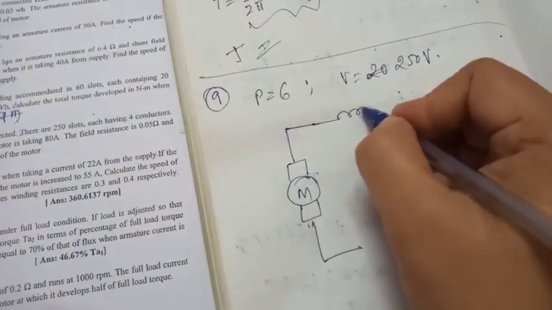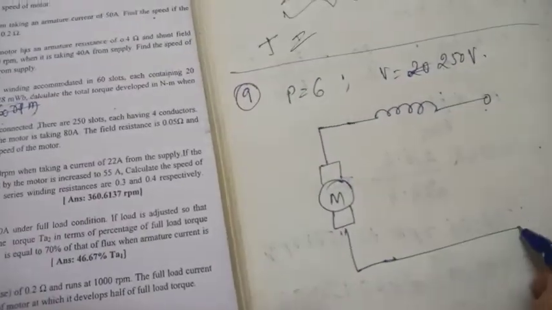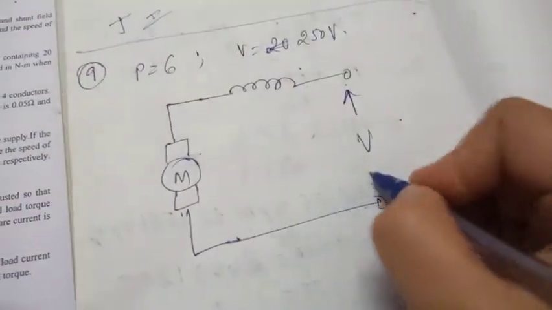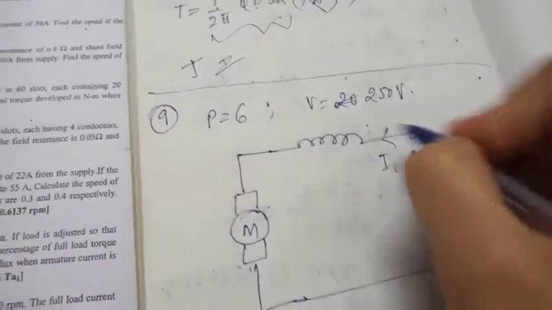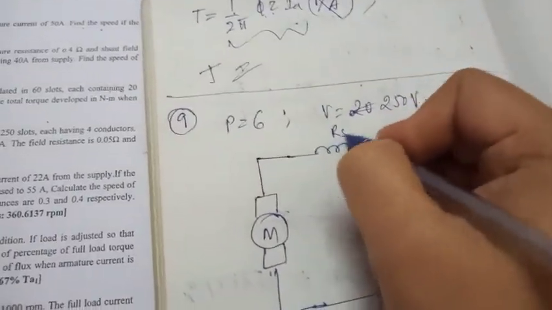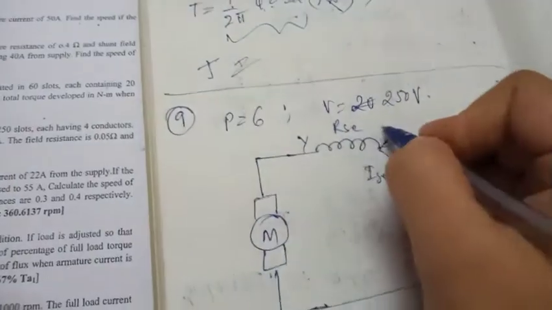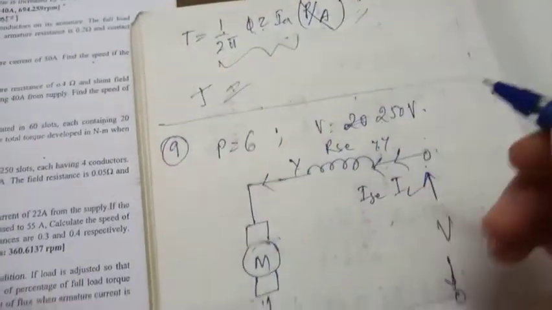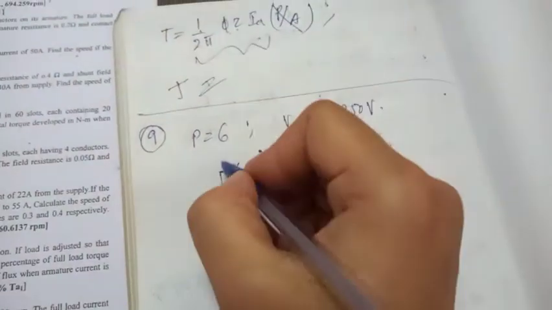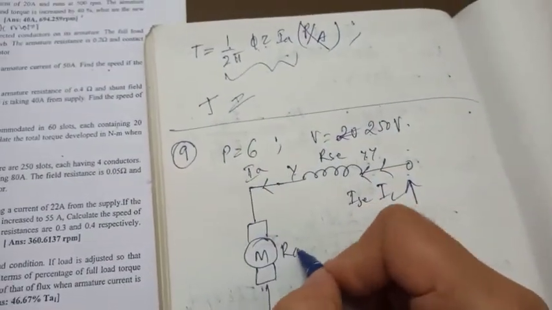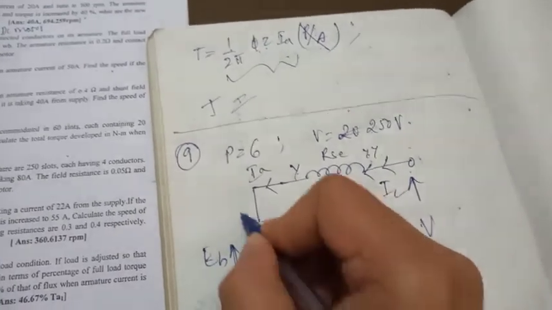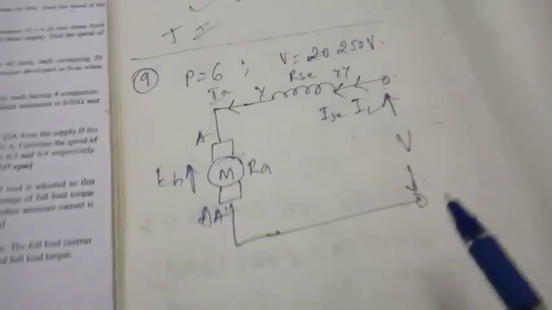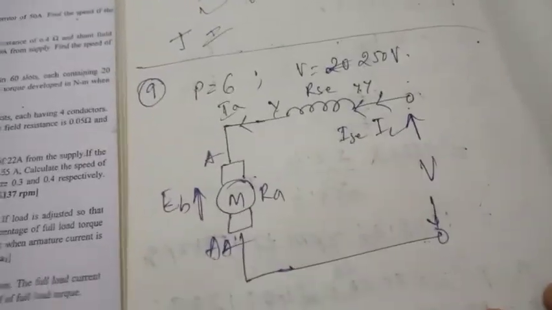So this is circuit representation. This is V and this is IL and this is ISE and this is RSE. This is Y, YY. Y and YY are the terminals of the series field winding, and this is IA, RA and EB, AA. So this is how a series motor circuit representation looks like.